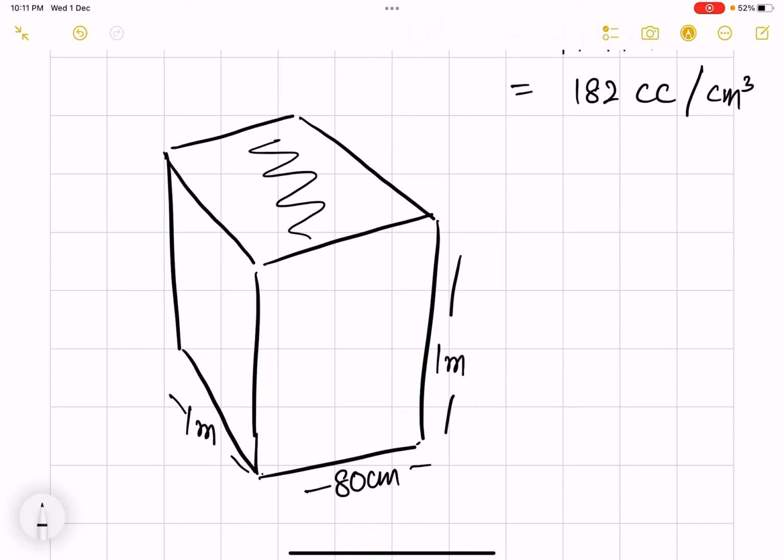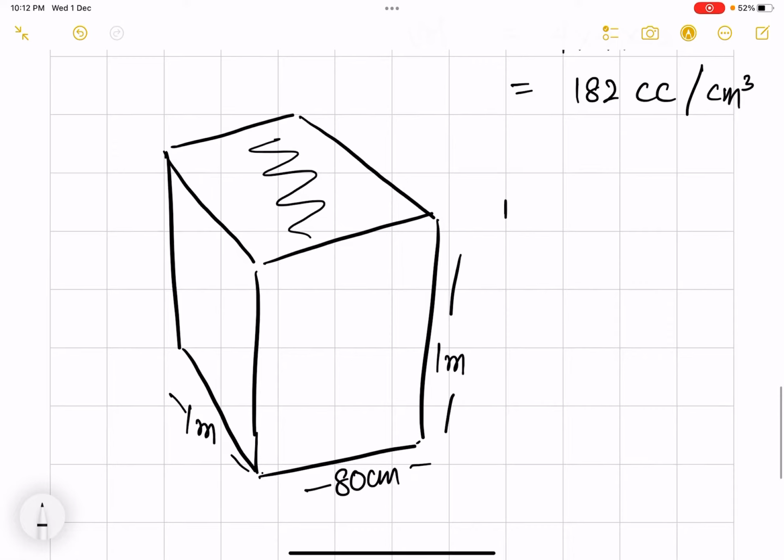For that, do we find out surface area or do we find the volume? The answer is that we will go for the volume, because volume is how much space is contained in this structure. So the question was how much water can this structure hold? For that, let's find out the volume of the structure.